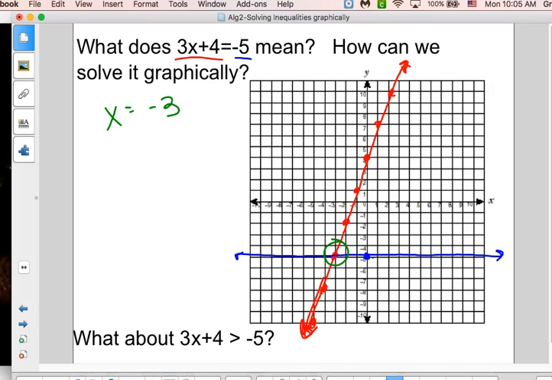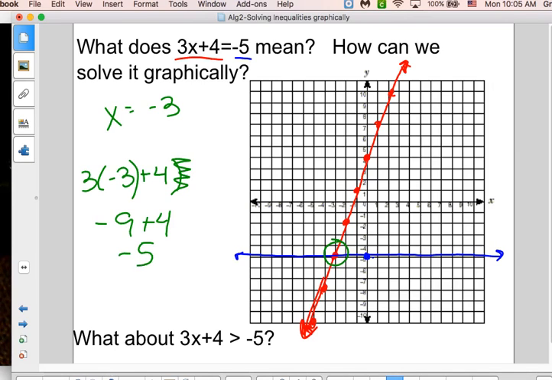You can still check your answer. You can substitute this -3 in. What's 3 times -3? -9. What's -9 plus 4? -5. So does my left side in fact equal my right side? Yes. So graphically we're looking for where they cross, because intersections are their equality point. That's where they equal each other. Since this just has an x, that's why our answer just has an x.